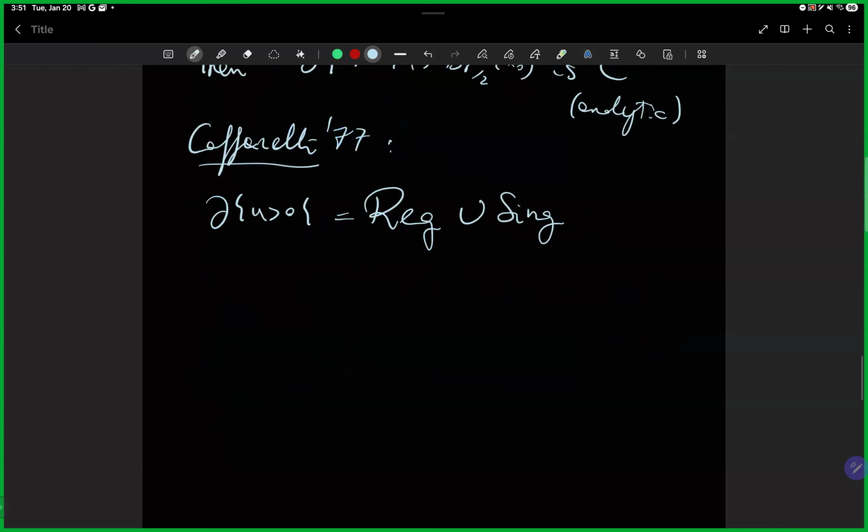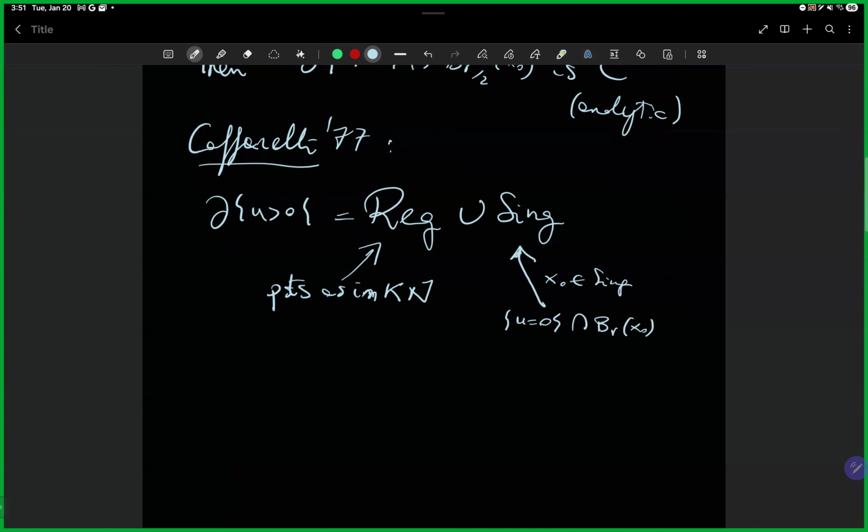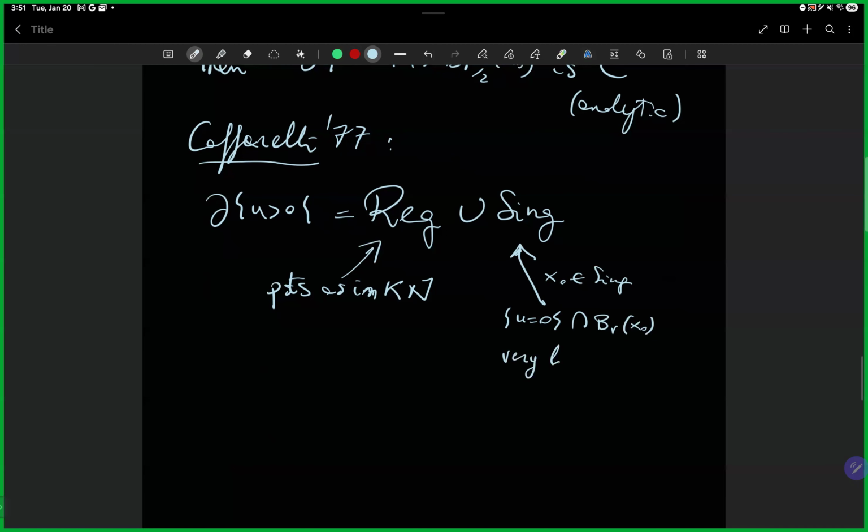Regular points are points as in Kinderlehrer-Nirenberg. So these are points where you can apply the Kinderlehrer-Nirenberg result. These are points where you locally find a C1 surface that cuts in two, and then you are analytic. And then singular points are points where the set u equals 0 inside the ball of radius r around x0 is very flat. What do I mean?